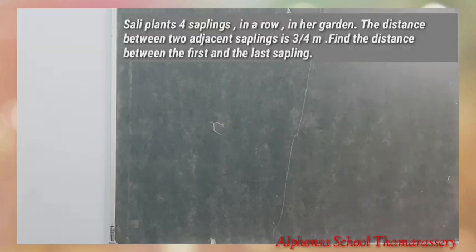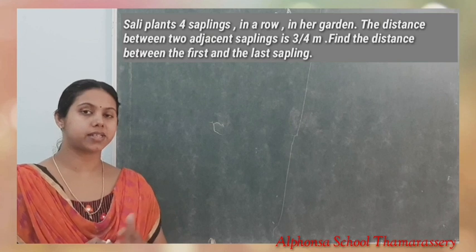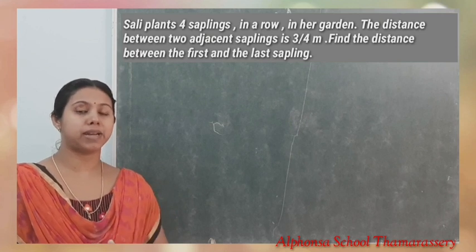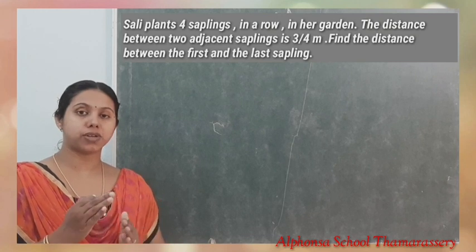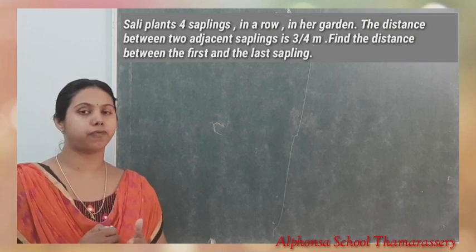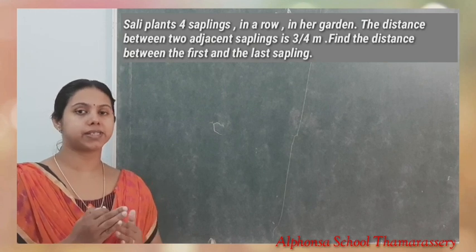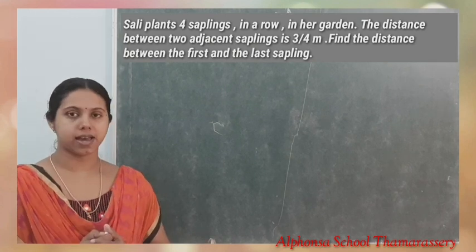Now let us do some problems. Sally plants 4 saplings in a row in her garden. The distance between 2 adjacent saplings is 3 by 4 meter. Find the distance between the first and the last sapling. So in this question, it's given that there are 4 saplings in a row. The distance between 2 adjacent saplings is 3 by 4 meter. Then what will be the distance between the first and the last?